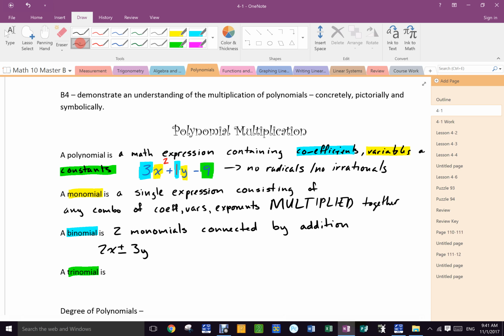What then is a trinomial? 3 monomials. And after that, there's no names for it. After that, it's just a polynomial. Poly is from the Greek word for many. Nomial is from the Greek word for numbers. So many numbers. Everybody cool?